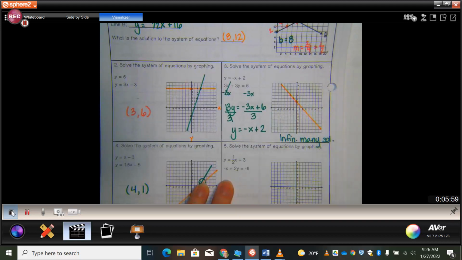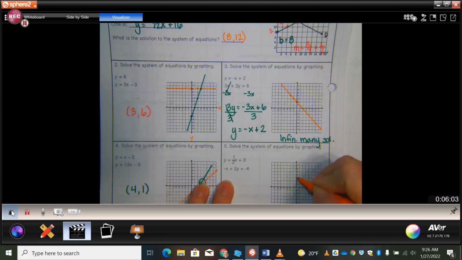The first one is in the correct form. So we start at y equals 3. So we go up 3. The rise is 1. The run is 2. It's positive, so it's going to the right. Up 1, over 2. Up 1, over 2.